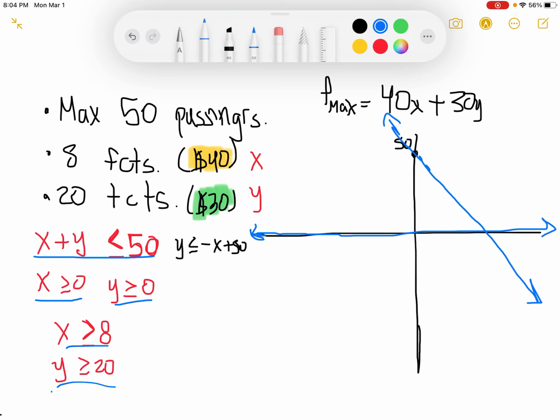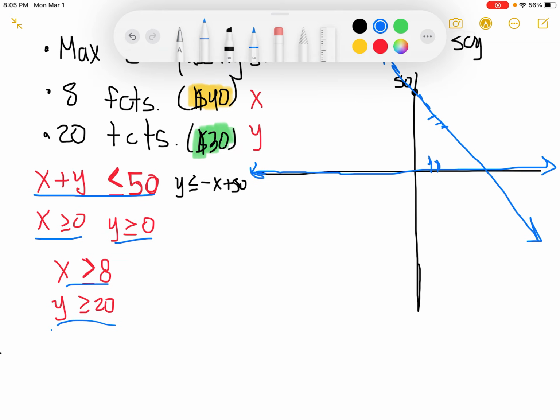So for the first equation we did, we see that it's less than or equal to 50. So that means it's going to be below. So that it's going to be in this direction. And for the one we just did, it has to be greater than or equal to. So we know it's going to be this direction. Okay, we also have y has to be greater than or equal to.